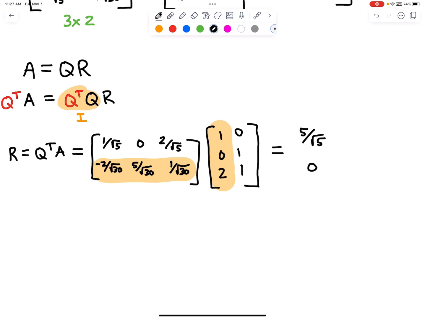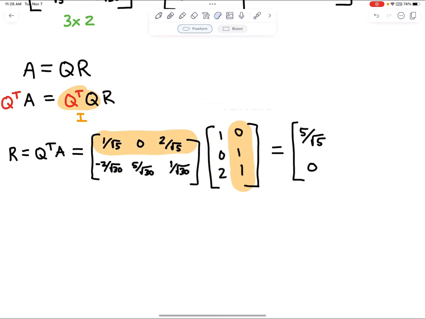This isn't surprising because the two orange vectors are orthogonal to each other, because 1, 0, 2 is just a scalar multiple of this row, and the two rows of Q transpose are perpendicular to each other. Therefore, the two orange vectors are still perpendicular to each other. We get that dot product of 0. All right, so there's our first column.